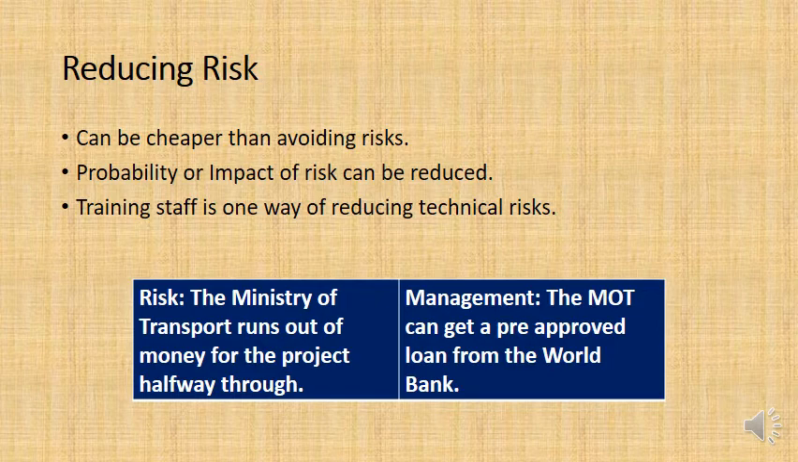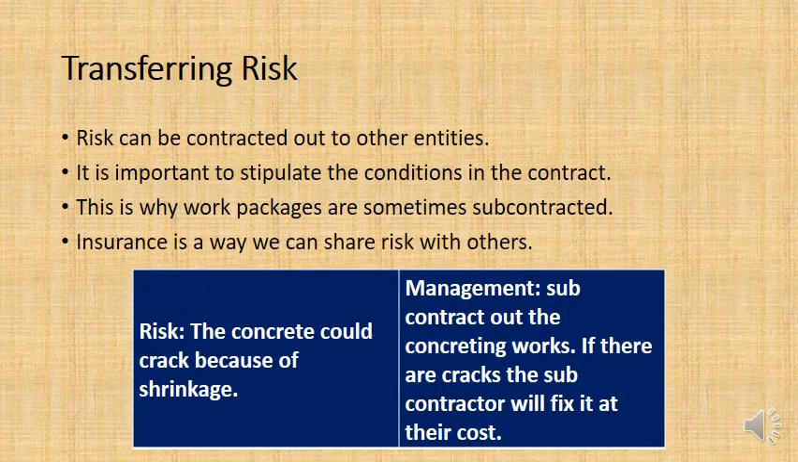The mortgage is pre-approved, so if the Ministry of Transport runs out of money, they just need to phone up the World Bank and say, hey, we need that loan that we were pre-approved for. Please send us the money right away and send us the paperwork to sign. And then the project can keep going with minimal delay. So probability hasn't been reduced, but impact has been reduced.